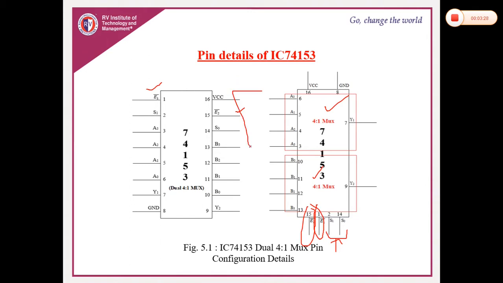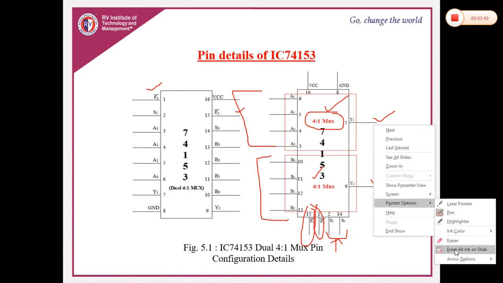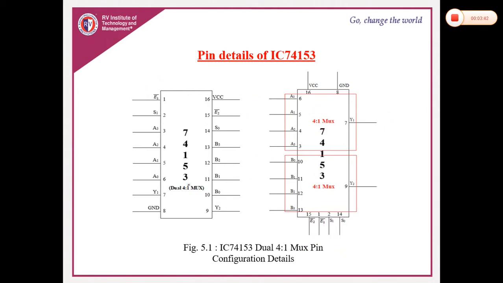And you can see here A0, A1, A2, A3 are the inputs, Y1 is the output for the first 4:1 multiplexer. Similarly the bottom one, B0, B1, B2, B3 are the inputs, Y2 is the output. So this is nothing but a dual 4:1 multiplexer IC. Why is it called dual? Because we have 2 4:1 multiplexers within a single IC.